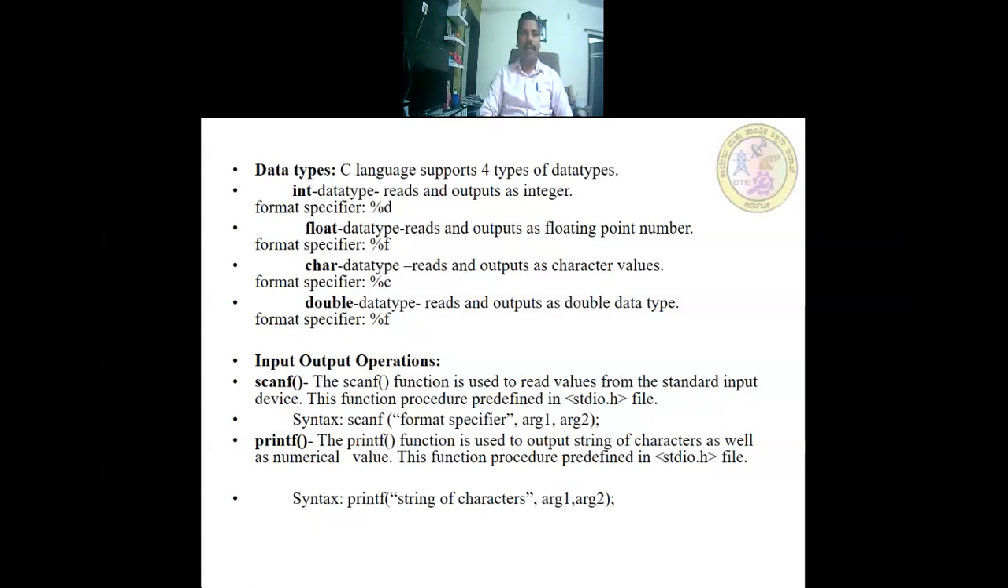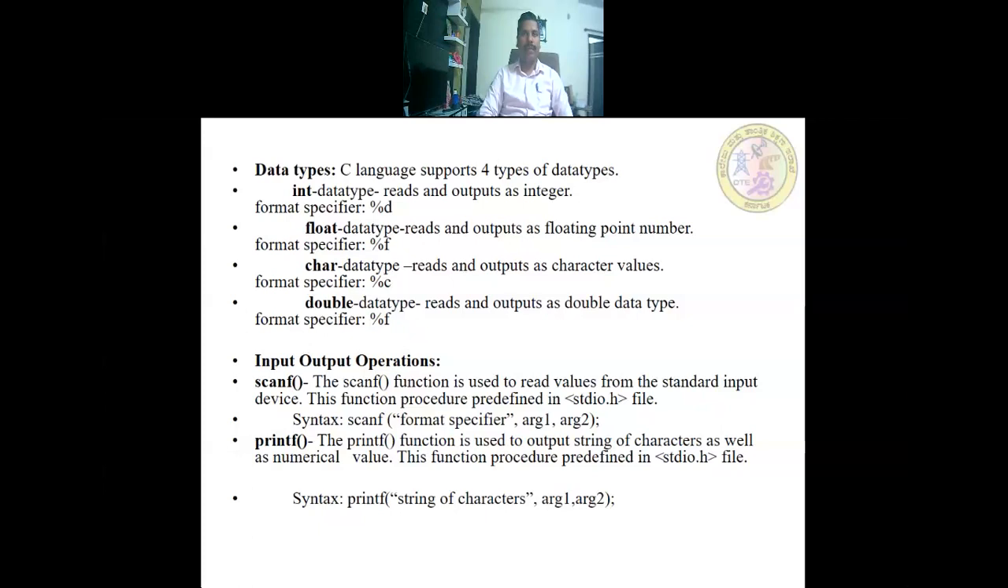The format specifier is %d. So this is also called the control string. This is the string which validates the input values which are given to the variables.